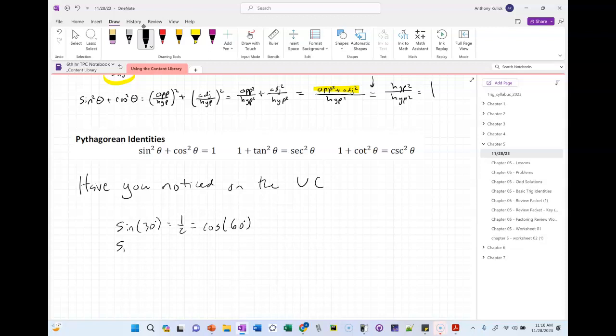Or that sine of 45 equals cosine of 45. Or how sine of 0 equals cosine of 90. What do you notice about the relationship between those pairs of angles? 30 and 60, 45 and 45, 0 and 90.